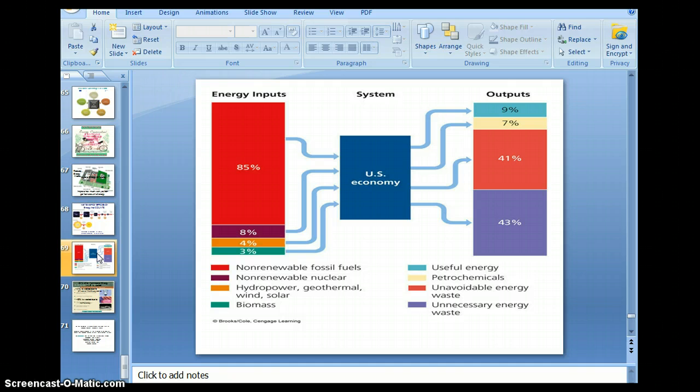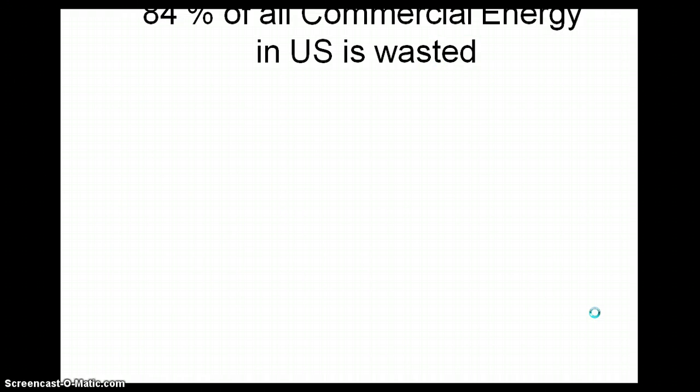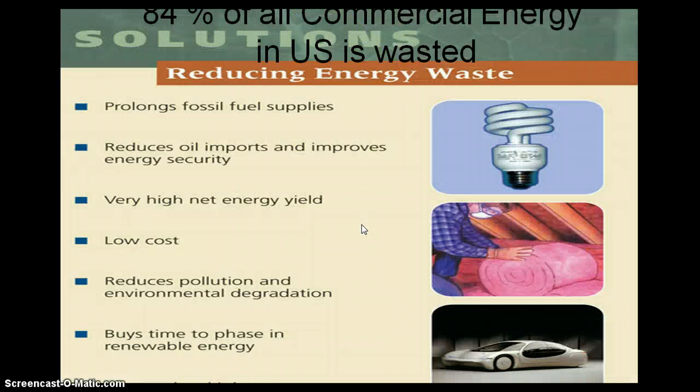Here's energy inputs and outputs. If you look at non-renewable fossil fuels, which is red, it takes 85% you put in, and you end up with what? How much waste? That's a hard diagram. So 84% of all commercial energy from fossil fuels is wasted. That's a lot. So how do we reduce this waste? If I tell you that the main solution to energy is not converting to alternative energy, it's conserving and improving efficiency, you know this is going to be a critical component of this unit.